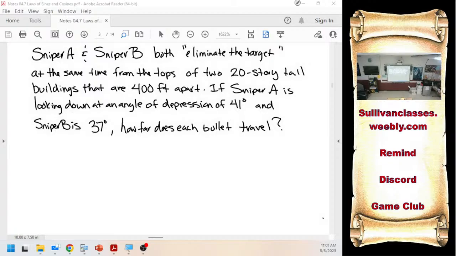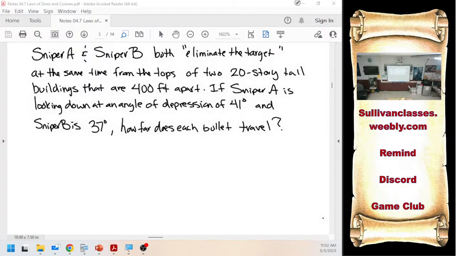Sniper A looks down like this. They're looking at an angle down. And Sniper B is also looking down. It's just that these two are touching because they're looking at the same thing. They're just not exactly the same distance to the target.